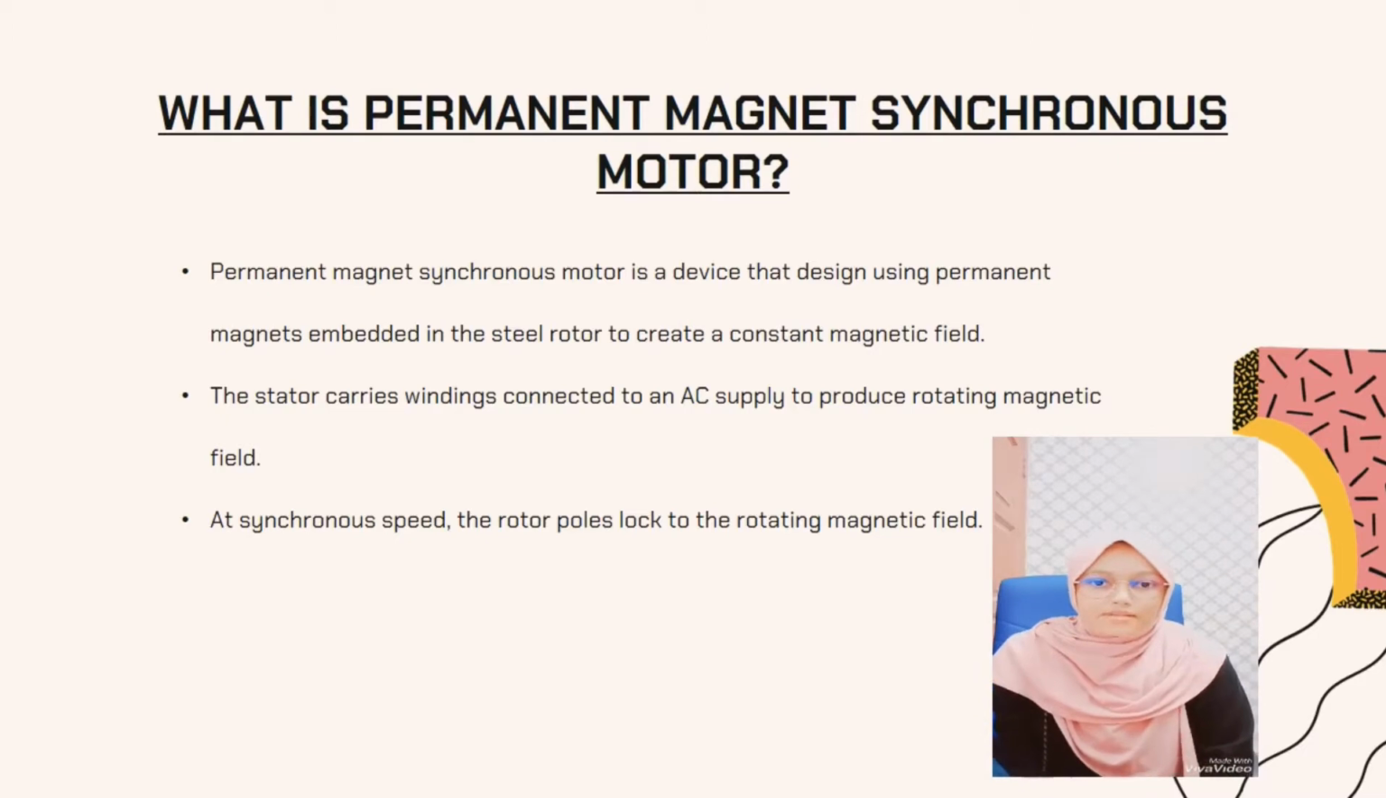Assalamualaikum warahmatullahi wabarakatuh. My name is Nur Aisyah binti Azman. I will explain what a permanent magnet synchronous motor is. First of all, it is a device designed using permanent magnets embedded in the steel rotor to create a constant magnetic field. The stator carries windings connected to an AC supply to produce a rotating magnetic field. At synchronous speed, the rotor poles lock to the rotating magnetic field.